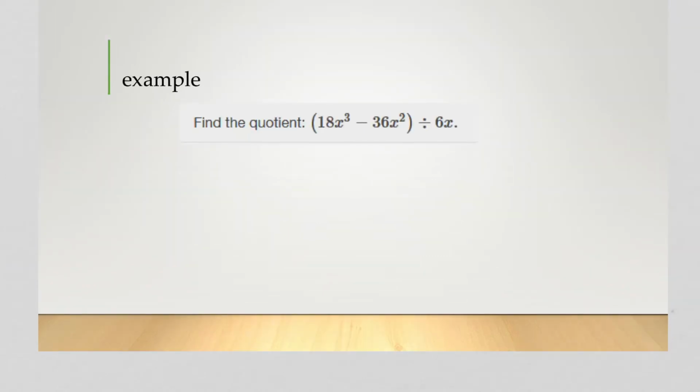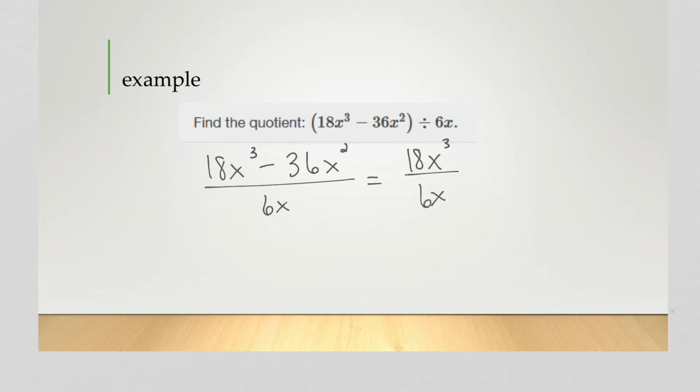Sometimes the quotient problem is written just like the olden days, whenever we used to write things not in fraction form. So 18x to the third minus 36x squared, that whole thing is being divided by 6x. This and this mean the exact same thing. And so again, you're allowed to tear this apart. So 18x to the third divided by 6x minus, where did I get that minus from? I got it from right here.